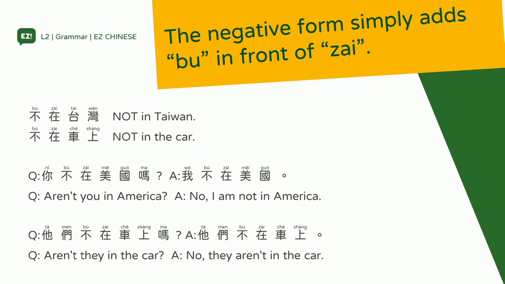The negative form simply adds 不 in front of 在. 不在车上。 不在台湾。 Not in Taiwan. 不在车上。 Not in the car.